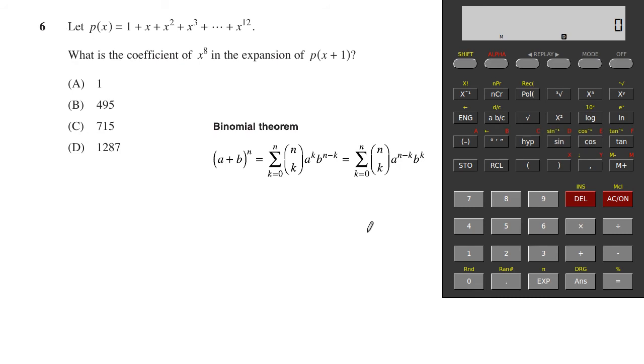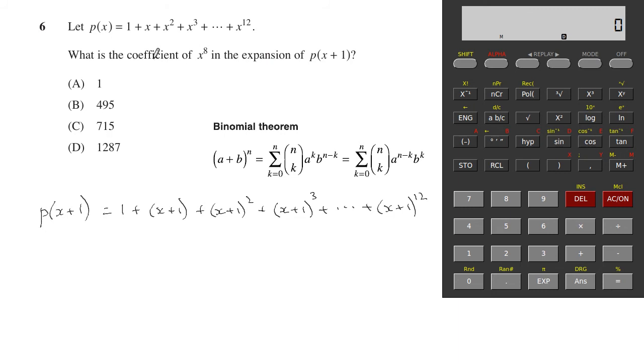Question 6. I've just pasted the relevant part from the reference sheet onto here so you can see the formula that we need. So I know a lot of people are confused about function notation, so let me just be clear first. When we do p of x plus 1, we're plugging x plus 1 into wherever you see x there. So that's going to be 1 plus x plus 1 plus x plus 1 squared and x plus 1 cubed and so on, up to x plus 1 to the 12th.